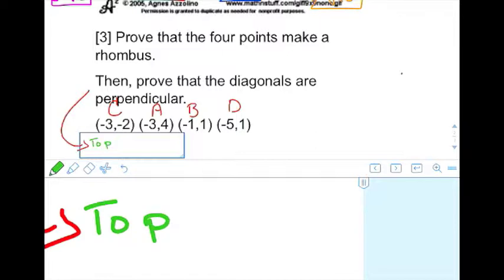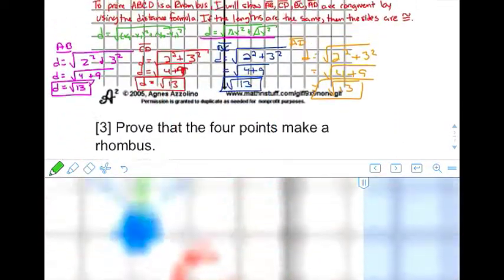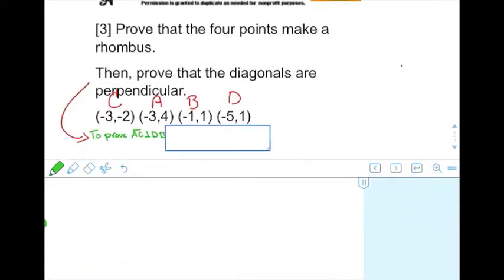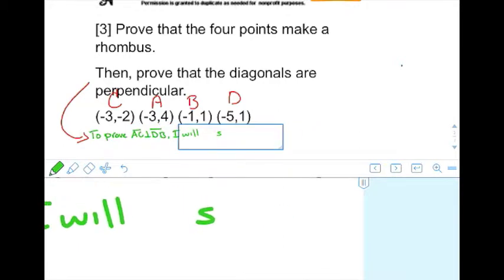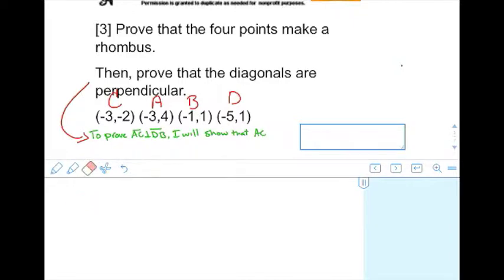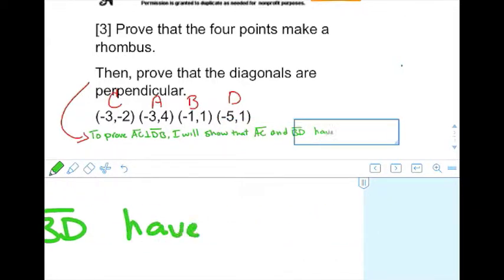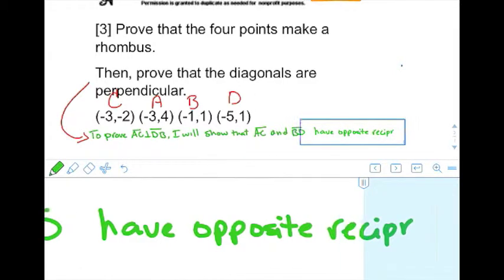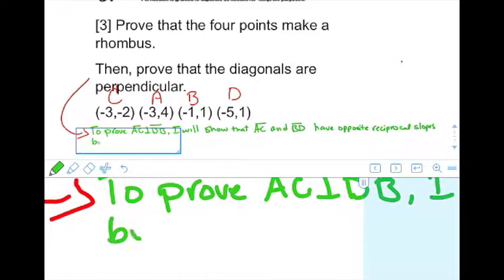All right. So to prove AC is perpendicular to DB, let's double check that. That doesn't sound right to me. ACBD, it is right. To prove that AC is perpendicular to DB, I will show that AC and BD have opposite reciprocal slopes by finding their slopes.